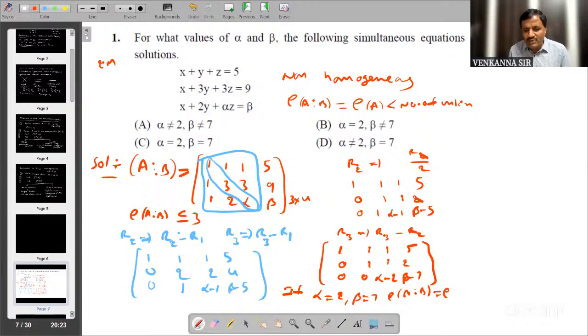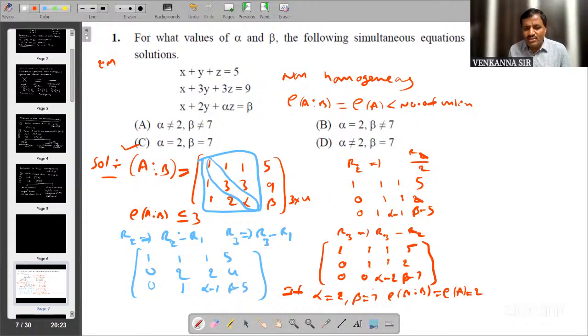Both the ranks will be 2 in this case. If alpha equal to 2, beta equal to 7, last row becomes a 0 row, and both the ranks are equal to 2, that is less than number of unknowns. For infinite number of solutions, what is the correct answer? Option C is the correct answer.